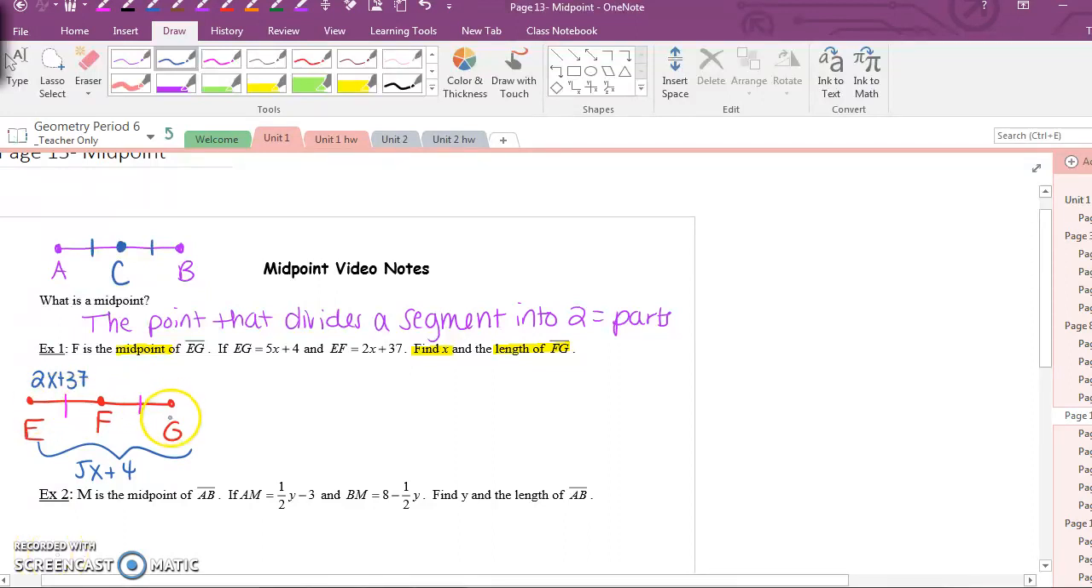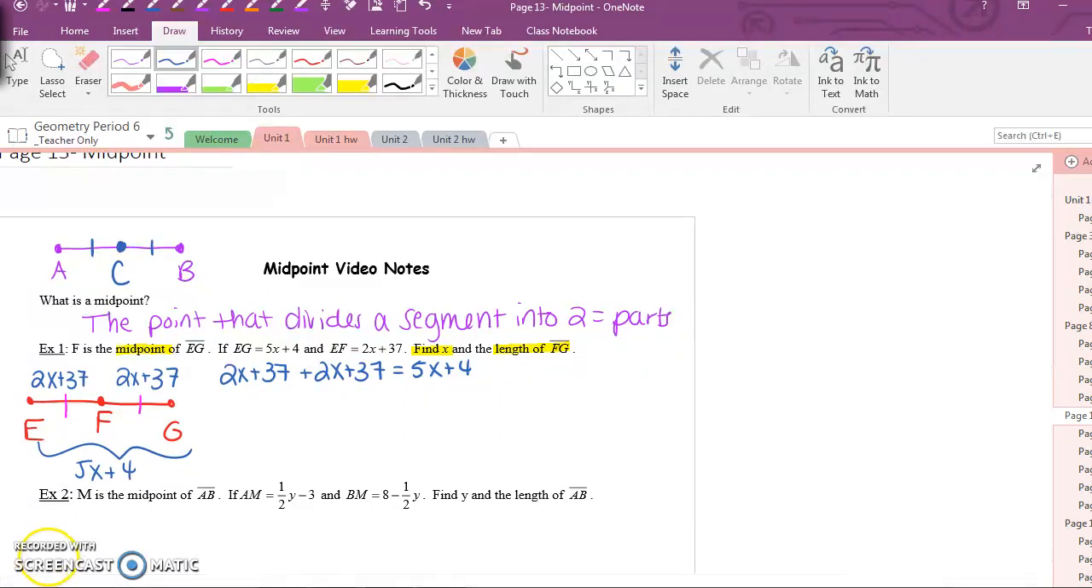Because EF and FG are going to be equal parts, if EF is 2x plus 37, FG also has to be 2x plus 37. Now, we know that with segment addition, EF plus FG is going to equal the whole thing. So I can say that 2x plus 37 plus 2x plus 37, or EF plus FG, equals 5x plus 4. Now you should be able to finish the algebra here without me, so go ahead and pause the video, find the value of x, then press play to make sure you got it right.